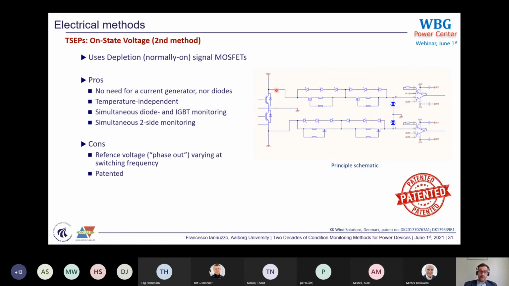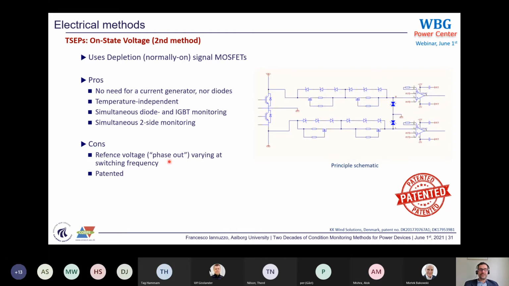This circuit works also for negative voltages, so you can also monitor the diode here. And it also works for the low side, if you just pay attention to referring your voltages to the middle point. So voltages with reference to the middle point are VCE plus for the high side device and VCE minus for the low side device. So at the same time, with the same circuit, you can measure all four components.